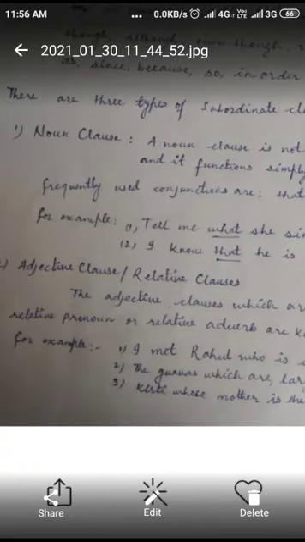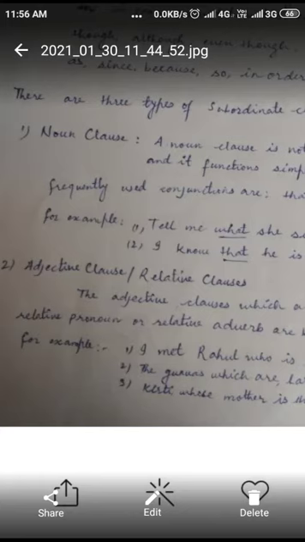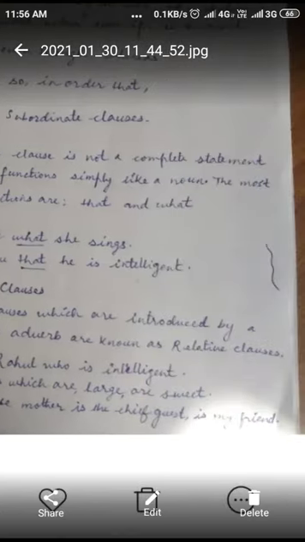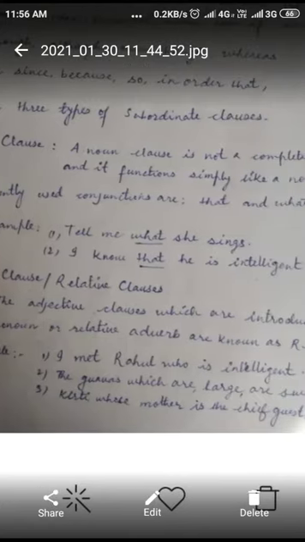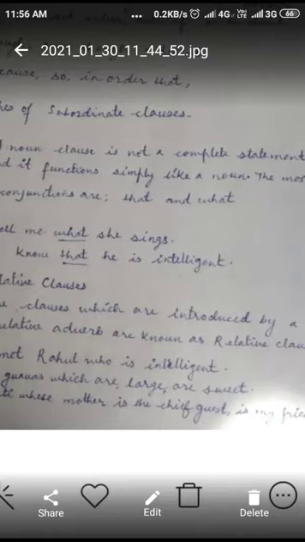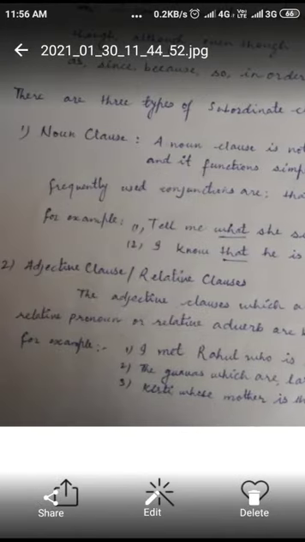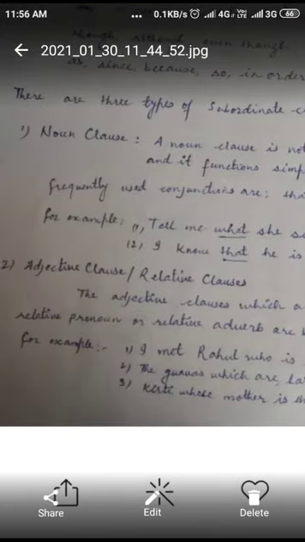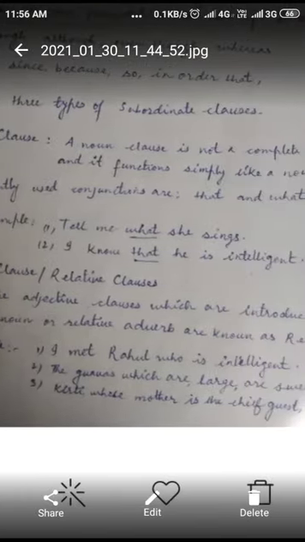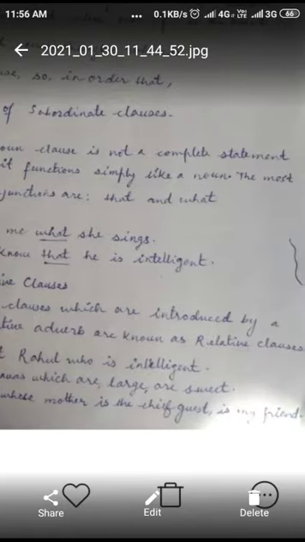Adjective clause. What is an adjective clause? Adjective or relative clauses: the adjective clauses which are introduced by a relative pronoun or relative adverb are known as relative clauses. Adjective clause को relative clause भी कहते हैं.